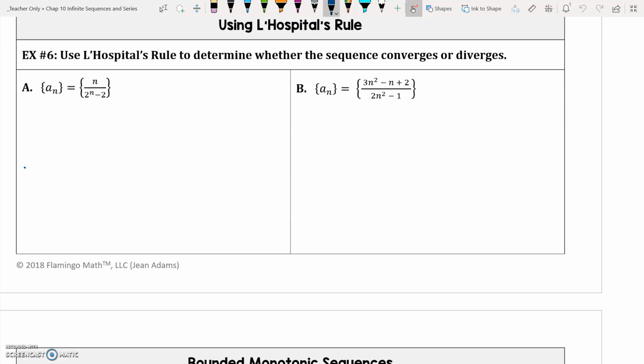This will be a nice review that we may have to use L'Hopital's rule to determine whether the sequence converges or diverges. So example 6, letter A, what we're going to do is we want to take the limit as n approaches infinity of n over 2^n minus 2. And if we were to do this, we would end up with infinity over infinity. So we need to use L'Hopital's rule.